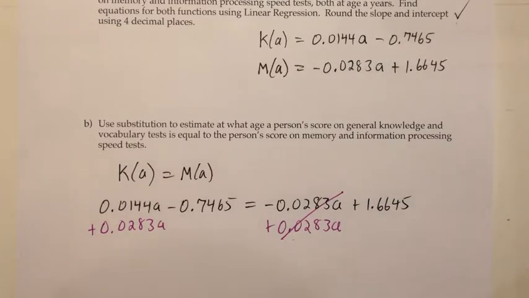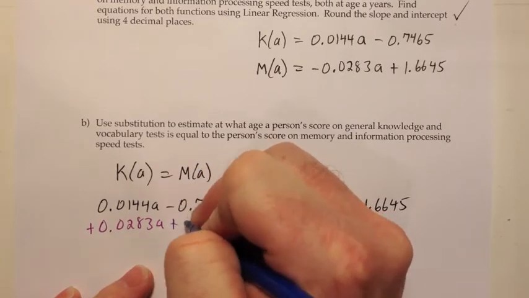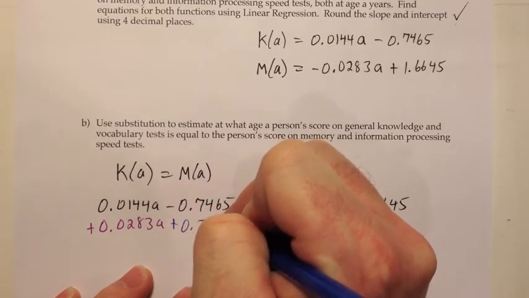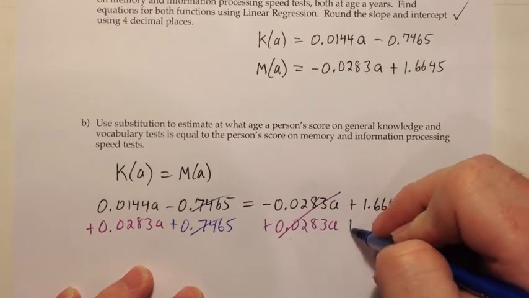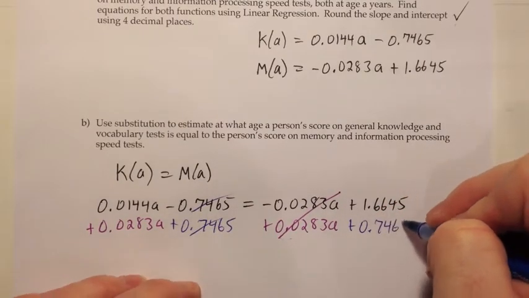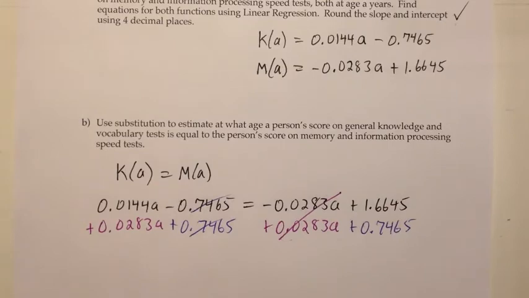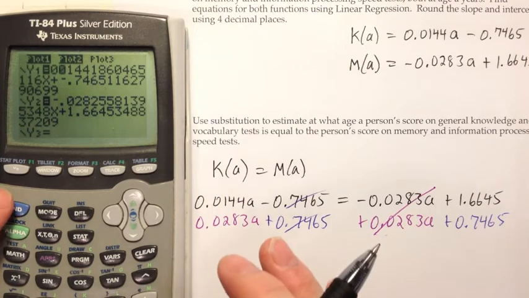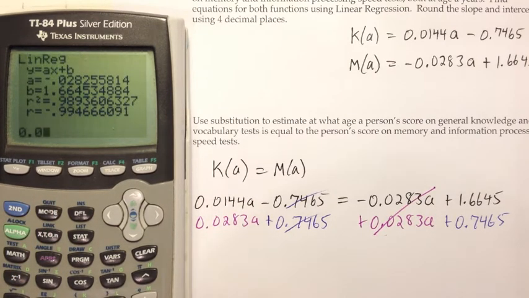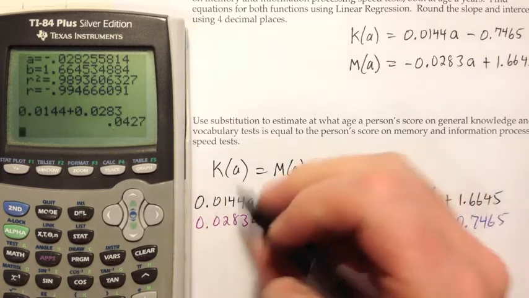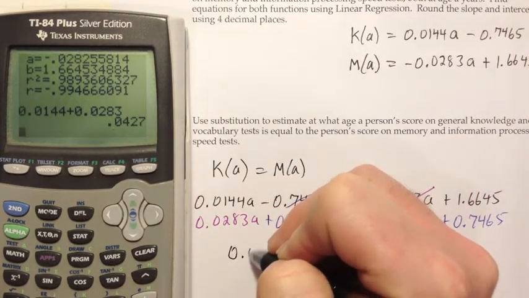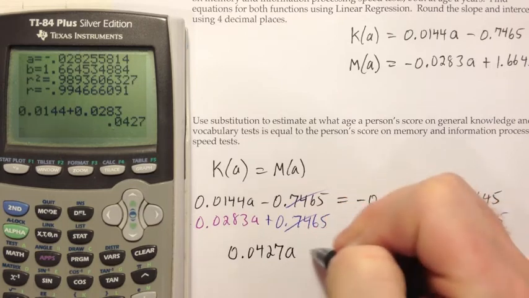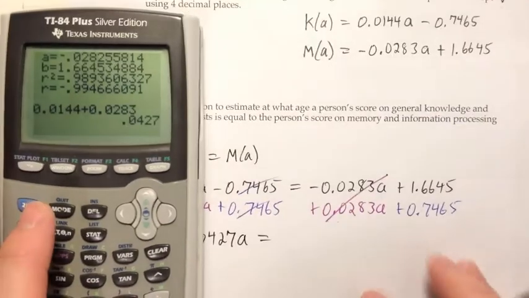I want to move the constant to the other side, so I would add 0.7465 to both sides to cancel this off. And then let's see what we get for that. We'd want to add the coefficients here, so let me just bring in the calculator. 0.0144 plus 0.0283. That's the coefficient of a. So on the left side I get 0.0427 times a. And on the right side I want to add these numbers together.